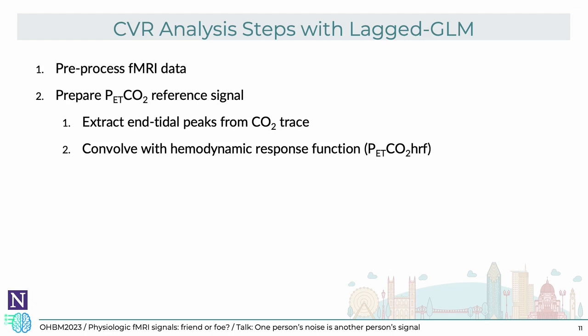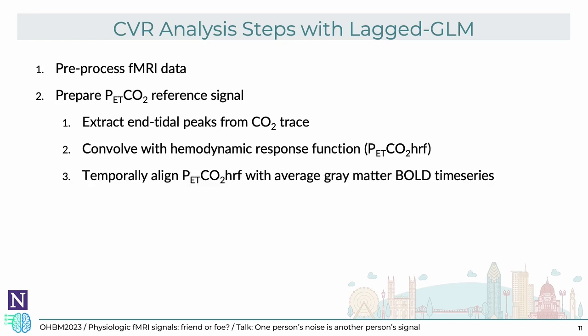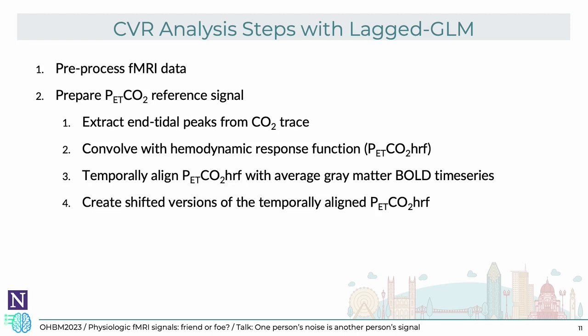And then from this temporally aligned or reference end-tidal CO2 time series, you create shifted versions to run the lagged GLM. And these shifted versions can be in a specified increment within a certain search range. And then lastly, you use these shifted regressors to run the lagged GLM.